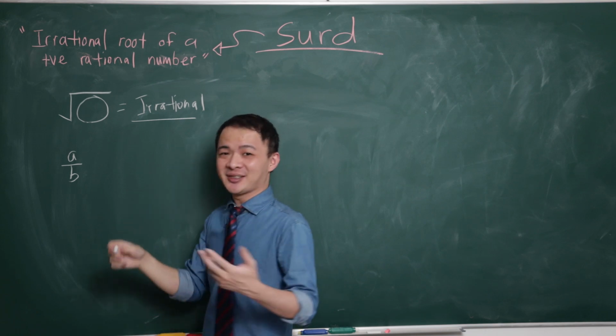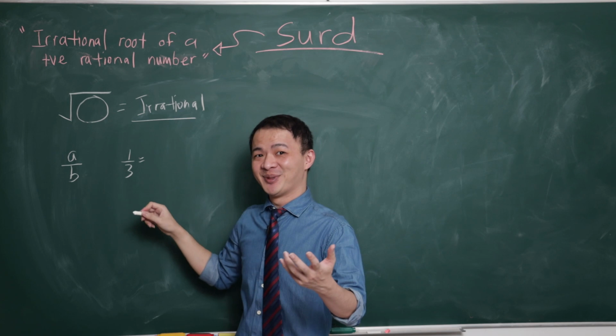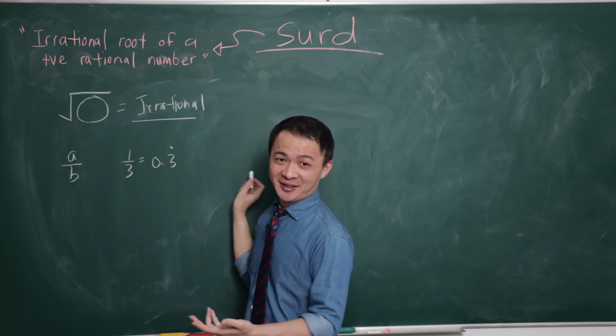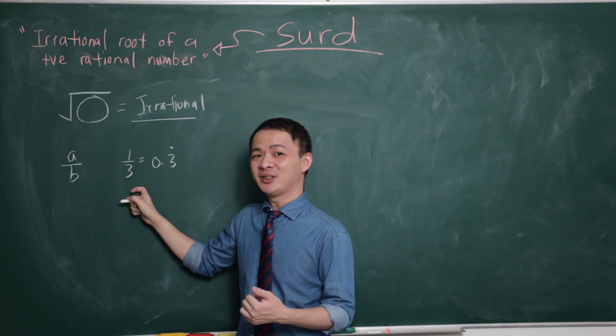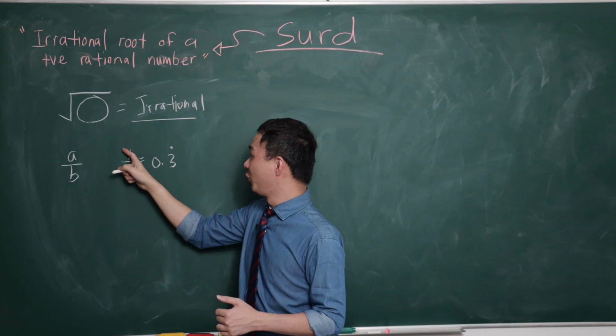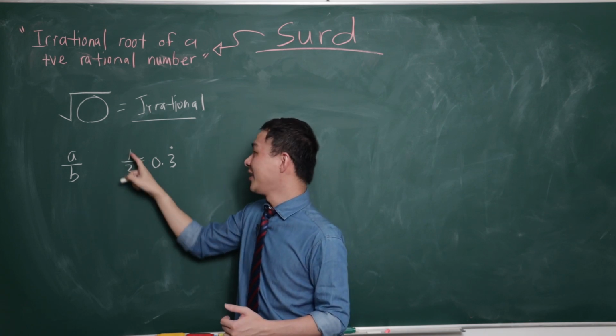Because some students might argue 1 over 3 has an infinite decimal, isn't it? Because it's 0.333333333. But is this an irrational number? No, this one is a rational number. Because we can write it as a fraction and 1 and 3 are both integers.